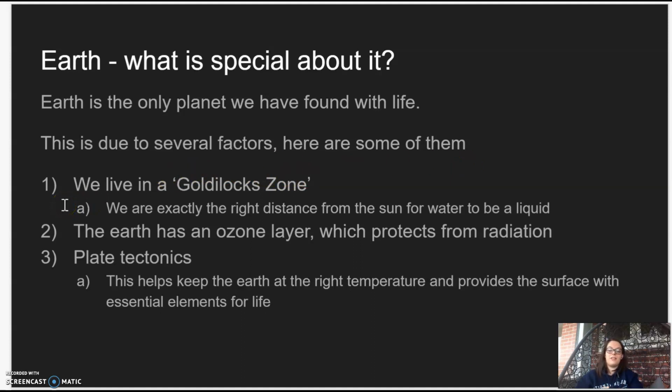We live in a Goldilocks zone, which means we are exactly the right distance from the sun for water to be a liquid, and that is very important for the formation of life. The Earth has an ozone layer, which protects us from radiation, and we also have plate tectonics, which helps keep the Earth at the right temperature and provides the surface with essential elements for life. So that is the entire PowerPoint.